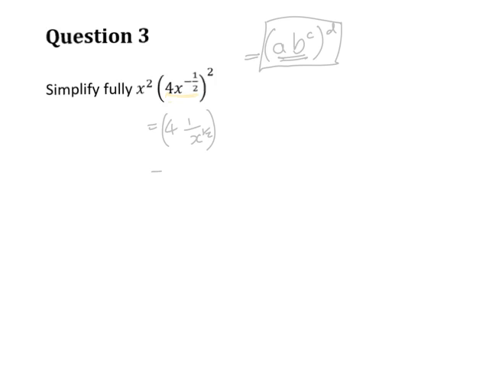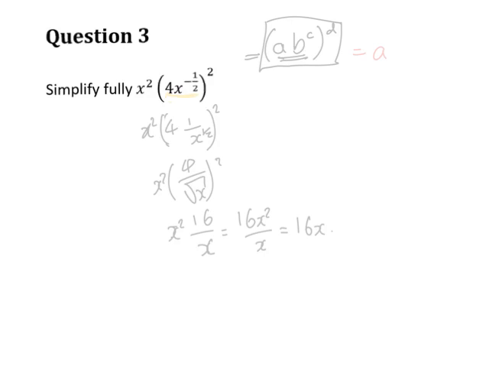Well, x to the minus a half is 1 over x to the half, or square root of x. So if we times those together, we get 4 over root x. And we're squaring everything. So we get 16 over x. Oh, but let's not forget that there should be an x squared at the front. Okay, and that simplifies down to 16x.